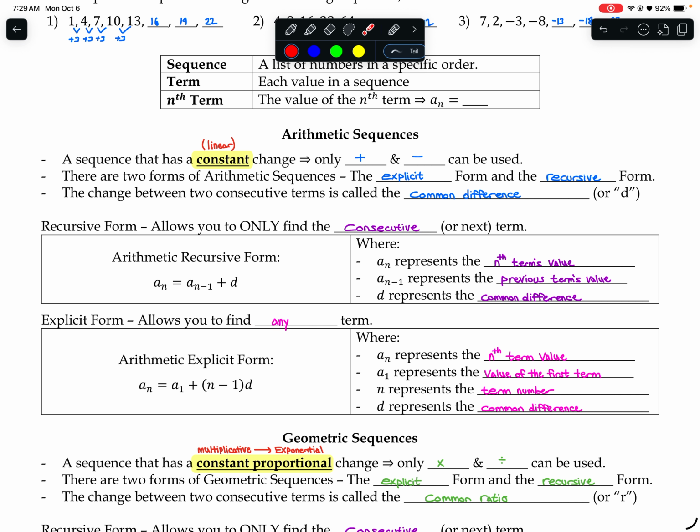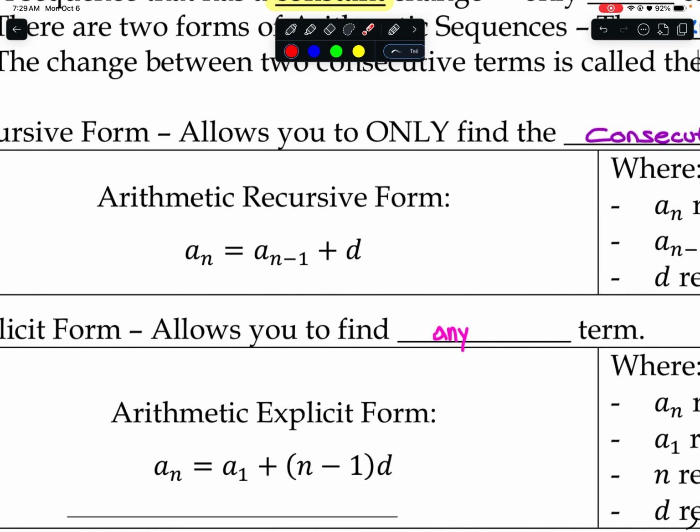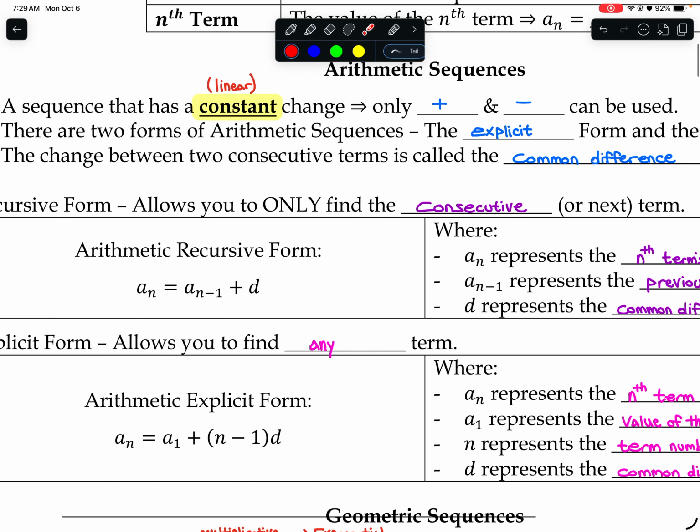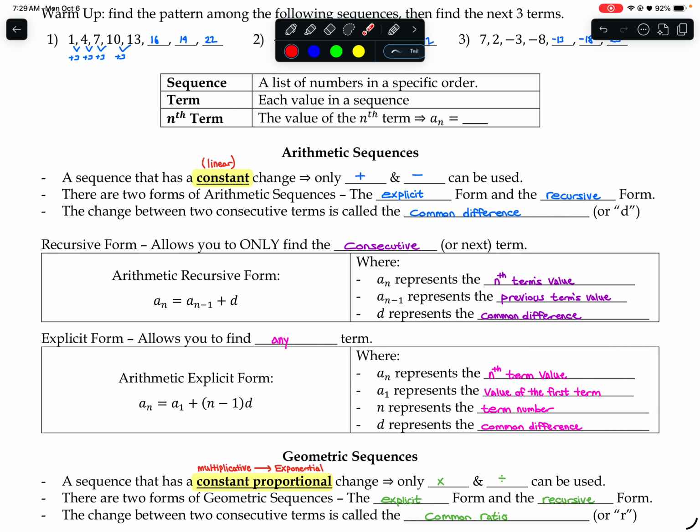So a lot of people ask me, well, why do I need to know the recursive form if the explicit form lets me find anything? Well, for the recursive form, we really just need to know the form and we need to know the notation of it because it's still useful in some formulas. But I will say the majority of the time we are going to use the explicit form.